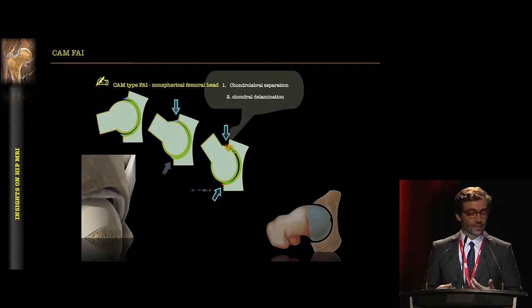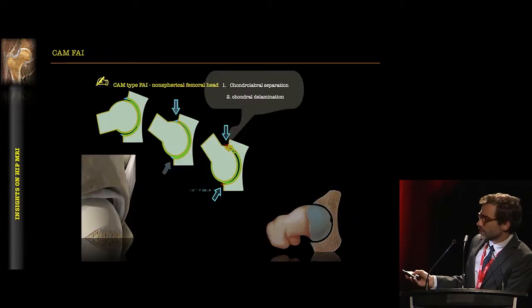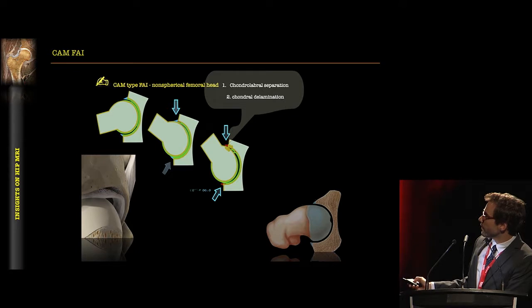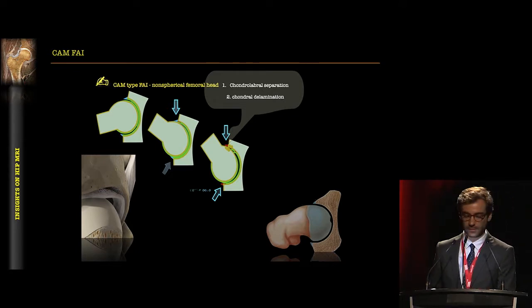Well, what's the problem of the CAM type of impingement? There are the chondral and the labral lesions that they provoke. So they do chondrolabral separation, normally located at the anterosuperior quadrants, and also frequently associated with contrecoup lesions that are on the opposite side.